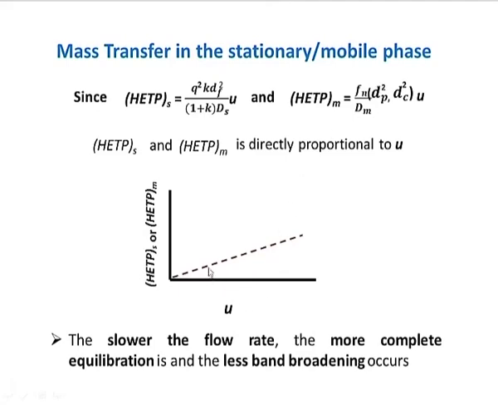We would need to slow the flow rate. So, the less the flow rate, the less the corresponding theoretical plate height. Again, this is with a word of caution: you cannot decrease the flow rate beyond a limit.